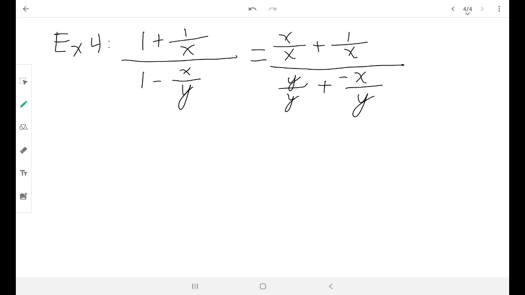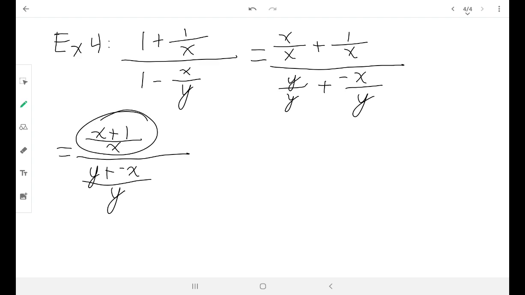So I want to be very clear, this is that 1. This is that 1, okay? Which then allows me, now that I've got common denominators there and there, I can add the tops. So I've got x plus 1 all over x over, same thing here, I can add these numerators, these top numbers, y plus negative x all over that common denominator of y.